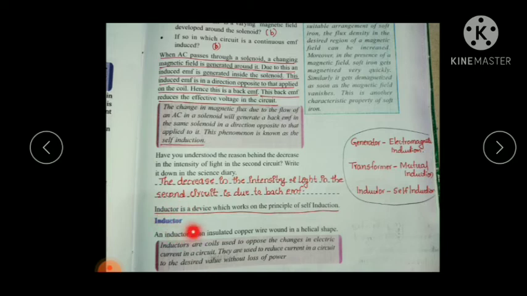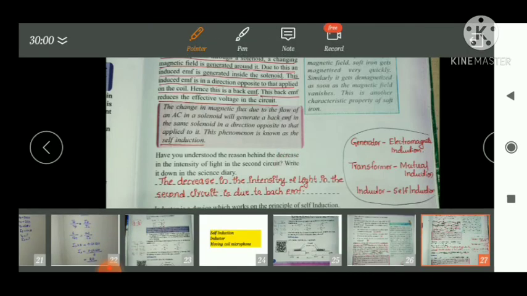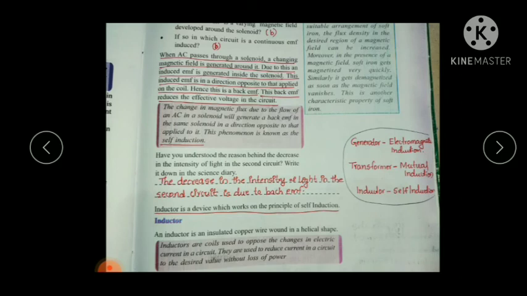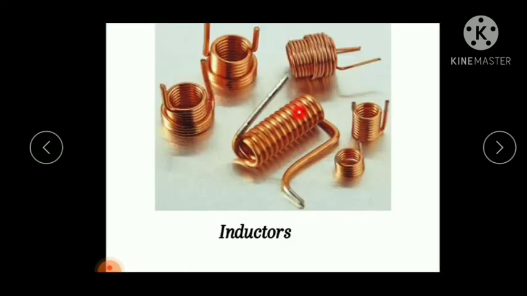So what are inductors? Inductors are coils used to oppose the changes in electric current in a circuit. They are used to reduce the current in a circuit to the desired value without loss of power. An inductor is an insulated copper wire wound in the shape of a helix. So like our solenoid, this inductor is an insulated copper wire wound in the shape of a helix. And this inductor works on the principle of self-induction.